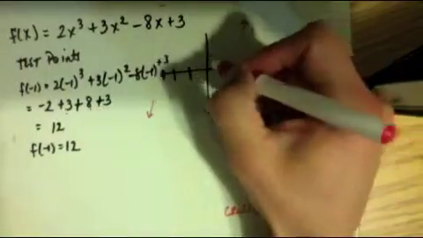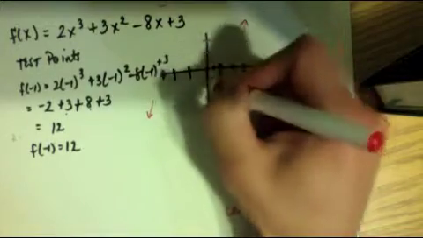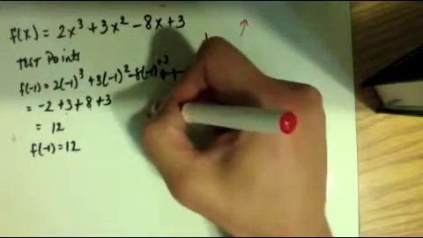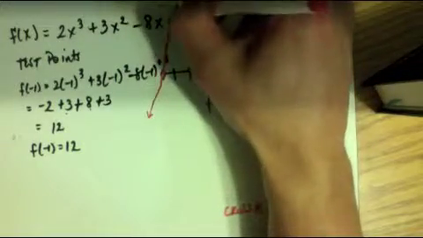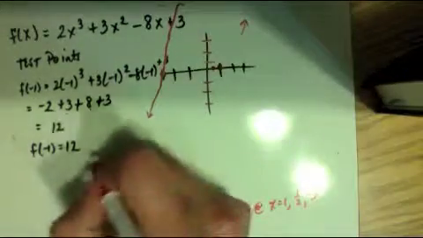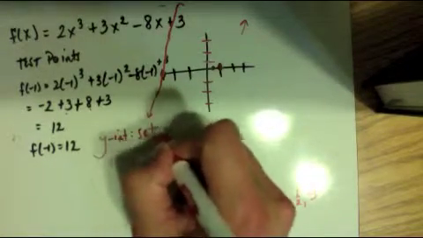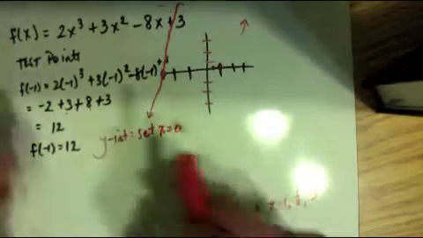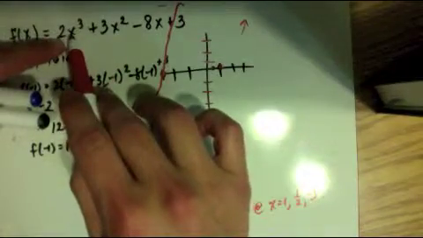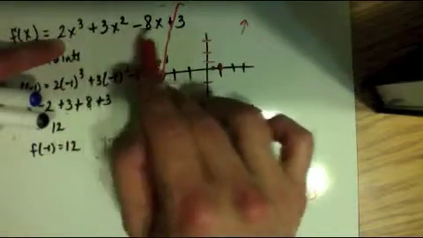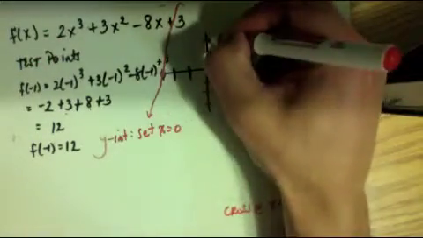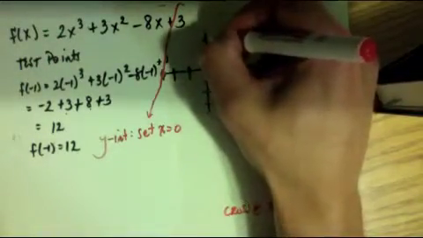Now, we forgot to figure out the y-intercept, because if it's going to go all the way up to 12, maybe up here somewhere. The y-intercept, how do I find the y-intercept? Well, we set x equal to 0. And if you notice, if I set this to 0, this to 0, this to 0, I'm only going to be left with +3. So this graph is going to cross right here.